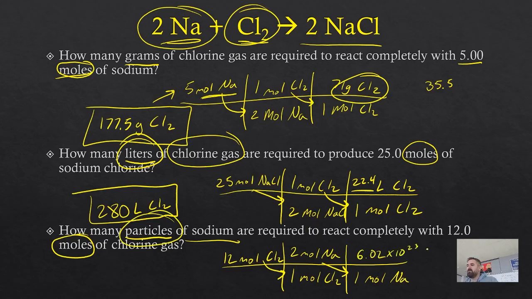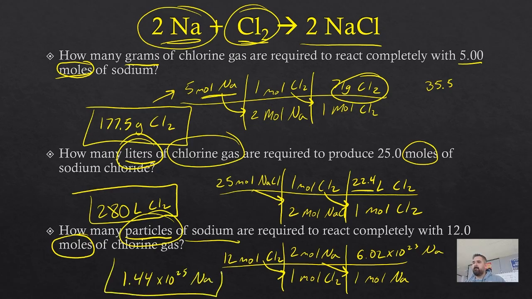6.02 times 10 to the power of 23 particles of Na. So in your calculator, this is just going to be 12 times 2 times Avogadro. So 6.02 second comma 23. You hit enter, you're going to get 1.44 times 10 to the power of 25. And this is going to be particles of Na.